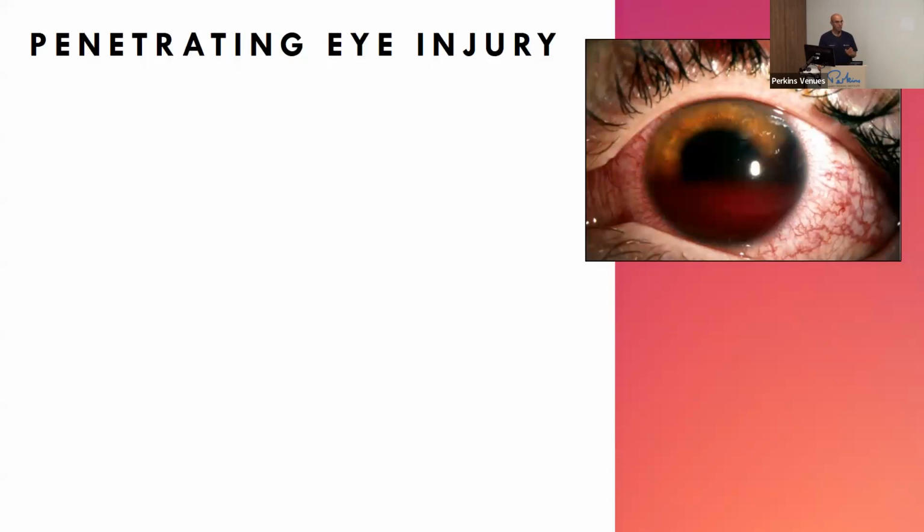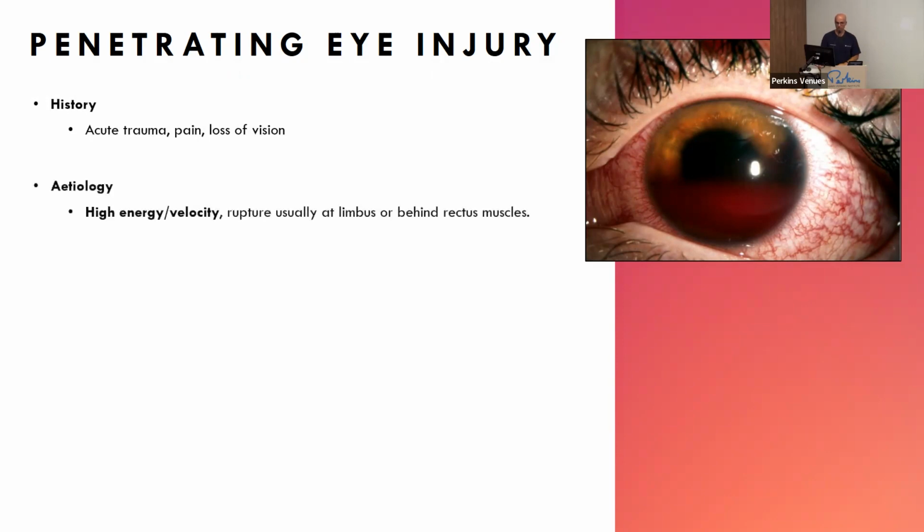Here's a hyphema again. I'm just putting pictures of hyphemas everywhere just to illustrate this continuum of pathology thing. Lid laceration, subconjunctival hemorrhage, they can all be part of a mild injury or a very severe injury. The usual sort of history: trauma, pain, loss of vision, etc. Usually these are high energy or high velocity with some sort of projectile or object that has a sharpish edge. It's capable of cutting the sclera or the cornea or both.